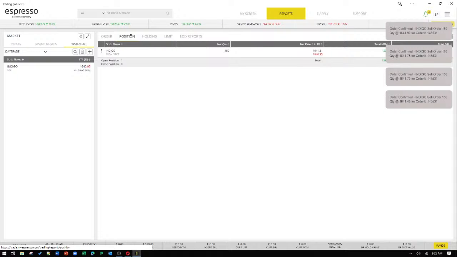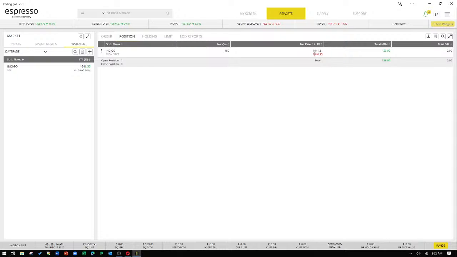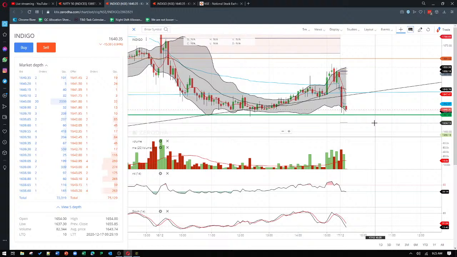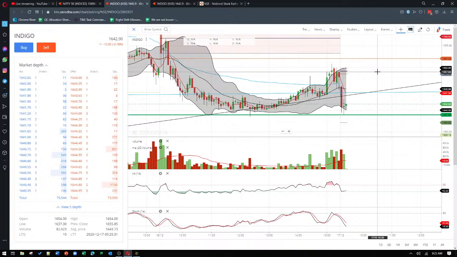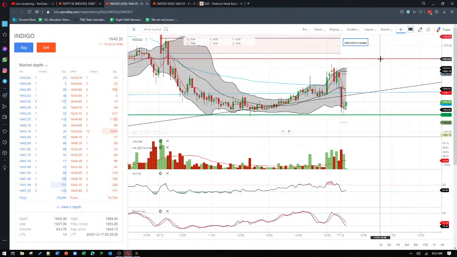And I got my position at 1641.81. The first target would definitely be 1634, but let us see how the price trends from here. I kept 1680 as the stop loss. Let us see how this is going to trend.